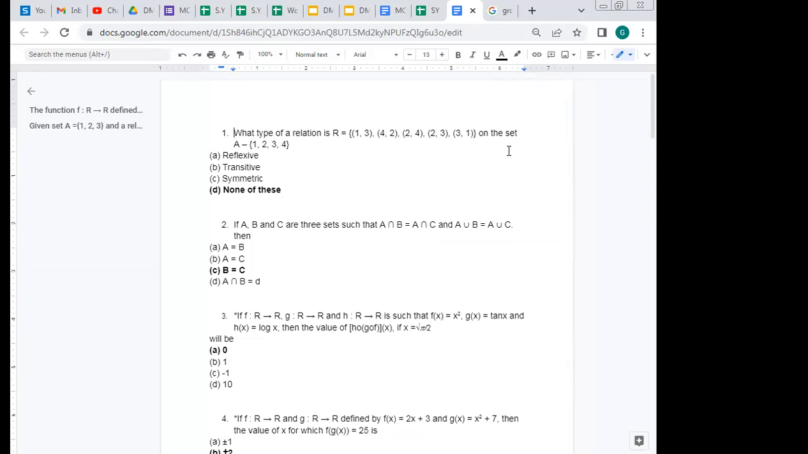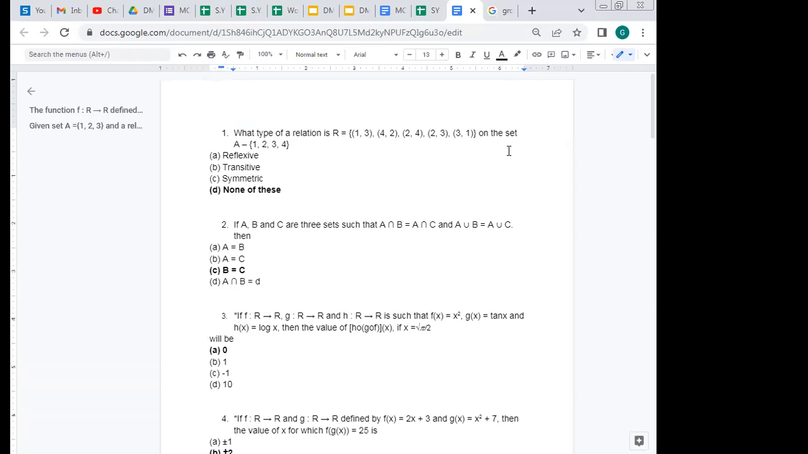What type of relation is R? Okay, what type of relation is R? R is {(1,3), (4,2), (2,4), (2,3), (3,1)} on the set A equals {1, 2, 3, 4}. Answers I have already made bold, but logically also we are going to solve this. How is it like that? Yes, answer is none of these, but how does it come?